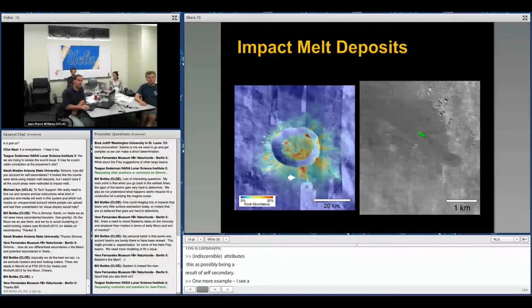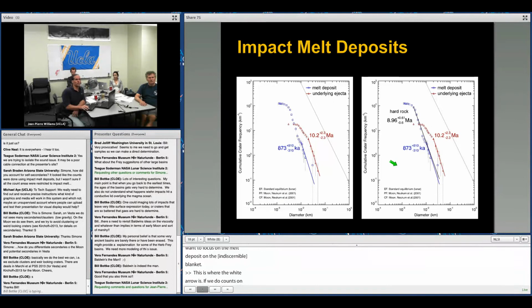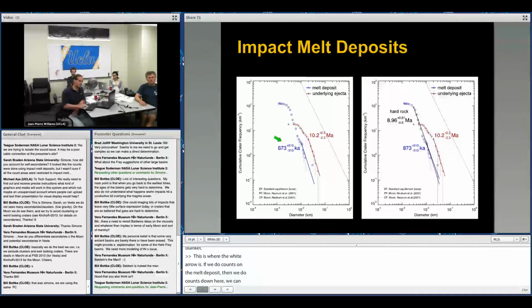I'm going to focus here on this melt deposit on the ejecta blanket. This is right here where this white arrow is. If we do counts on the melt deposit up here, and then some counts down here, we can compare them, and in fact get quite different results. The blue here is the age I get for the impact melt deposit, which is less than 1 million years, as opposed to off the impact melt where I get around 10 million years.